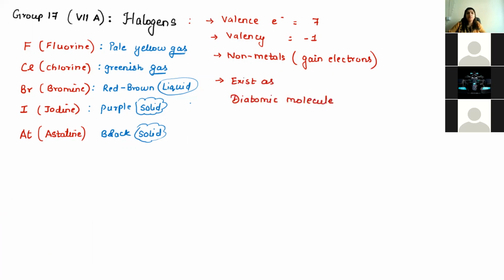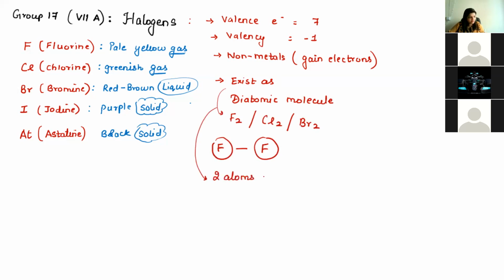What is a diatomic molecule? It means they exist as F2, Cl2, Br2, two fluorine atoms together. So there will be diatomic molecules: two atoms of halogen bonded with a covalent bond.